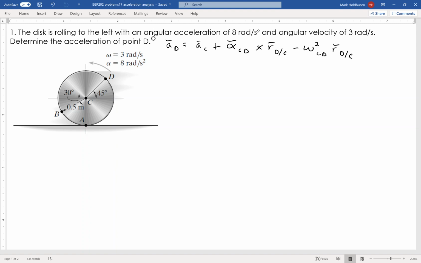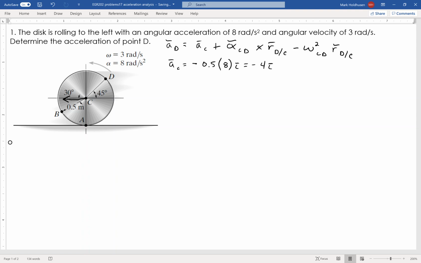Again, at this point, I don't really know much about D at all. So that's what I'm solving for. I don't know its direction. I know it equals all these, so I'll go through each of these individually. So starting with the acceleration of C, which again, because it's rolling without slipping, is going to be moving to the left. So it's going to be negative the radius, 0.5, times alpha, which is 8, in the I direction. So that's going to equal negative 4 in the I direction. Okay, so that's the acceleration of point C.